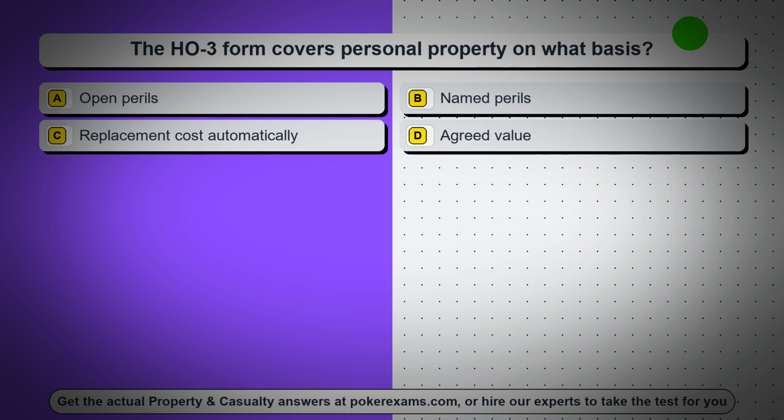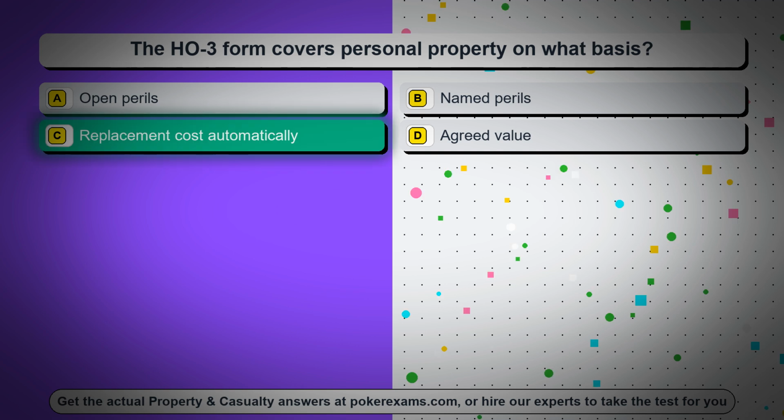Question 14. The HO3 form covers personal property on what basis? Option A, open perils. Option B, named perils. Option C, replacement cost automatically. Option D, agreed value. The correct answer is option C, replacement cost automatically.